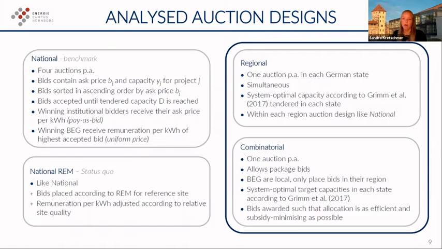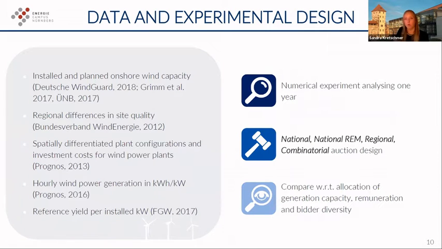Okay, so how do we analyze and compare these? As I said, we conduct numerical experiments and analyze a time frame of 1 year, so 4 auctions or 1 auction respectively for the regional and the combinatorial auction design. We compare these 4 designs with respect to allocation of the generation capacity, so how much capacity is built in every state, the resulting feed-in premiums, and the bidder diversity, so the share of citizen cooperatives that are successful in the auction.